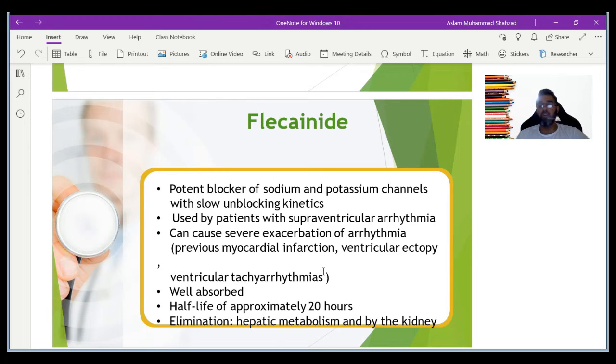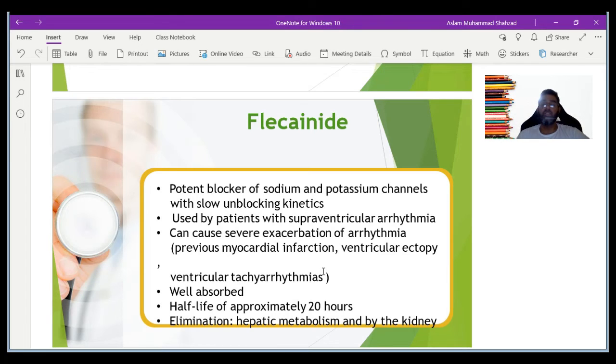That is very important, because obviously we cannot permanently block these channels, because if we did, it could prolong the QT interval. So they are potent blockers, but with slow unblocking kinetics. So the blocking and unblocking is very important. They are not completely blocking, and they are not prolonging the blockade; they are unblocking, but slowly.